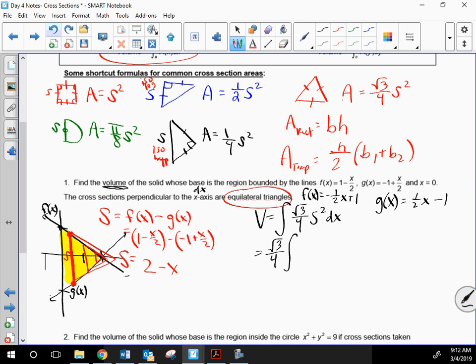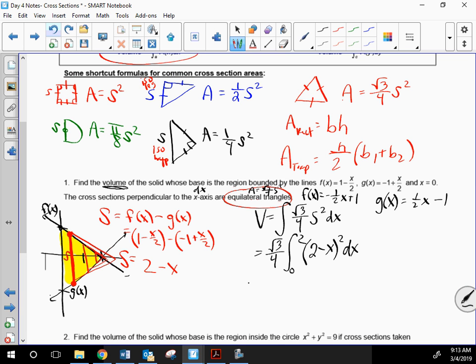What are my bounds? I'm going with respect to x, so I'm starting at 0. Where do they intersect? 2. I simply counted my slope to figure that out. Then my side squared is the quantity 2 minus x, squared. We're going through the same process. We're integrating the area of our cross-section. Just now we're not rotating, so we don't have circles as our cross-sections. We instead have equilateral triangles as our cross-sections, and our area formula for that was root 3 over 4 side squared.